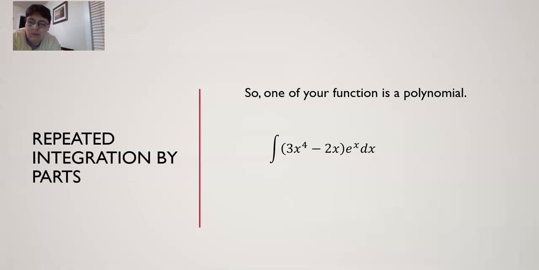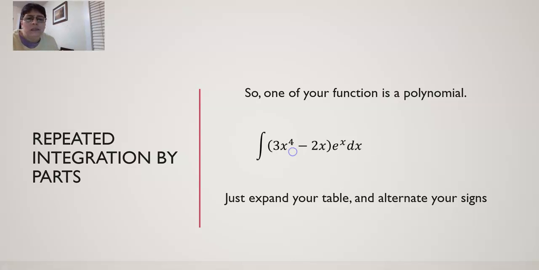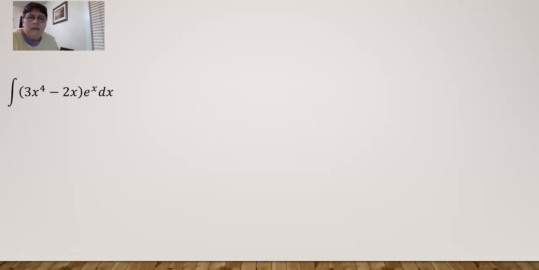So, repeated integration by parts. This is usually when you have a polynomial like this. So, I can take the derivative, but I want the derivative to go down to like 0 or 1 or 2. I mean, it really gets simple. So all I do is expand the table and start alternating the signs. So let's pull up the table.